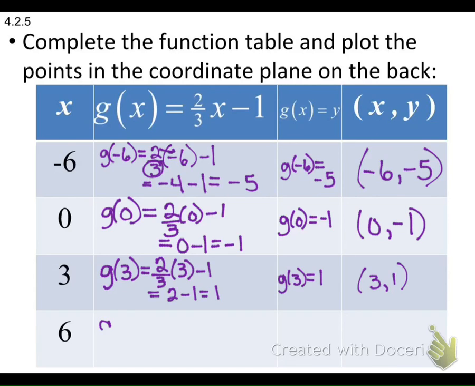G of 6 equals 2/3 of 6. What are we doing with that 2/3 and that 6? What are we doing with them? What operation? Yeah, multiplying. So we're going to put it in parentheses. Then I'll let you say the parentheses word. And then minus 1. Okay?